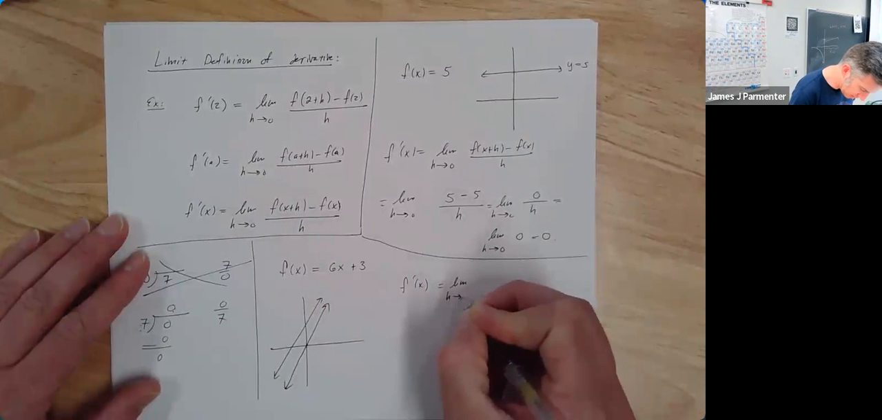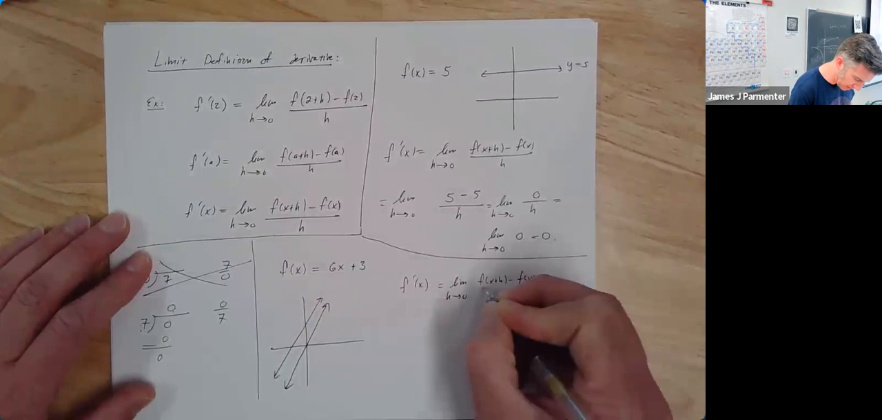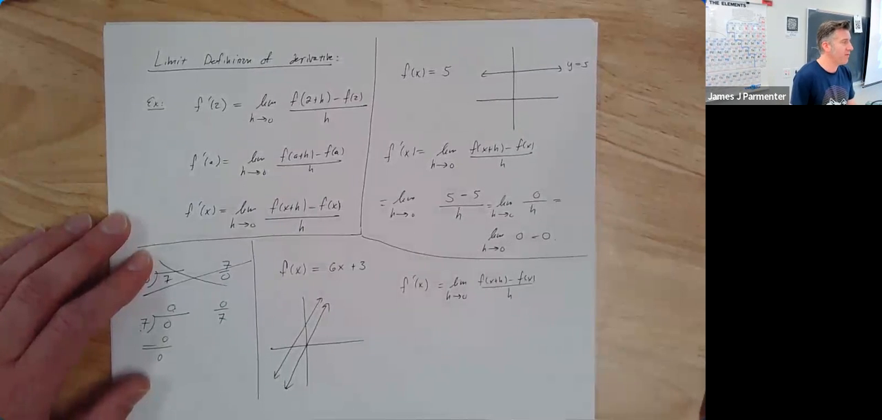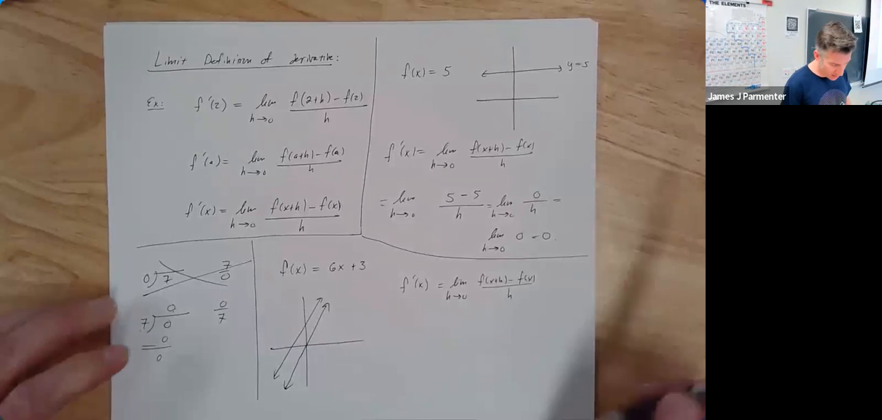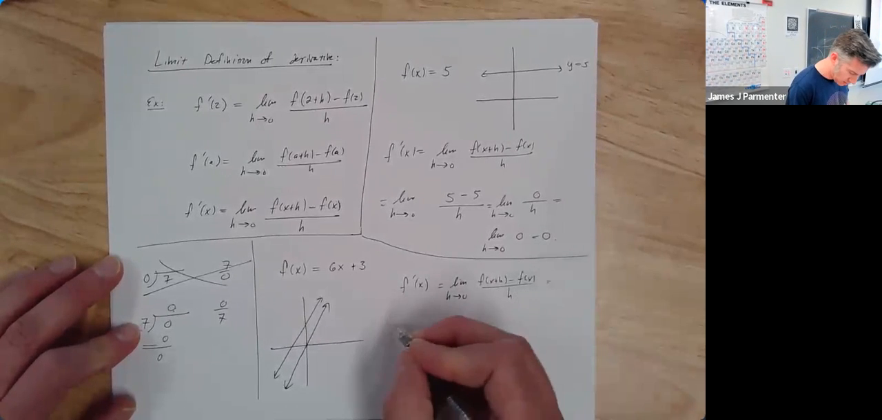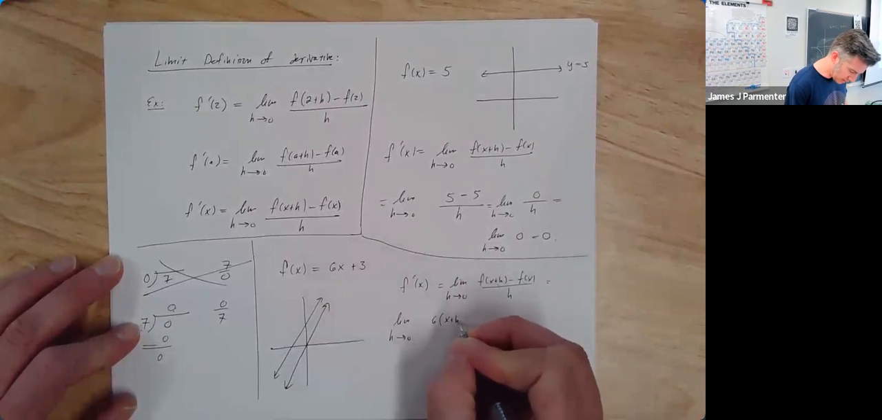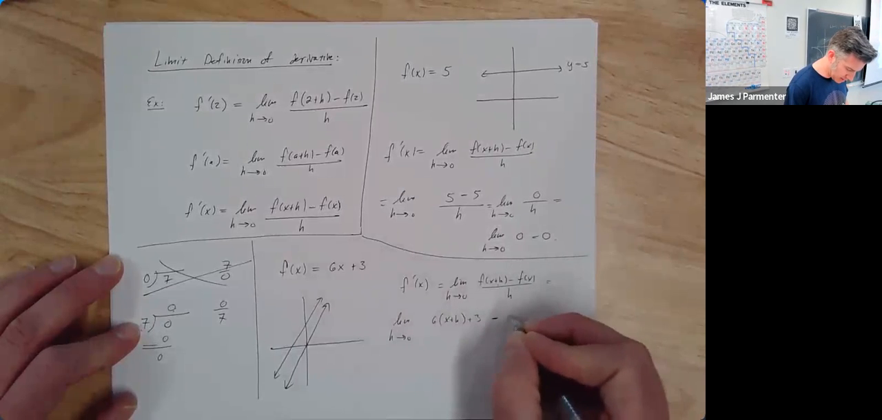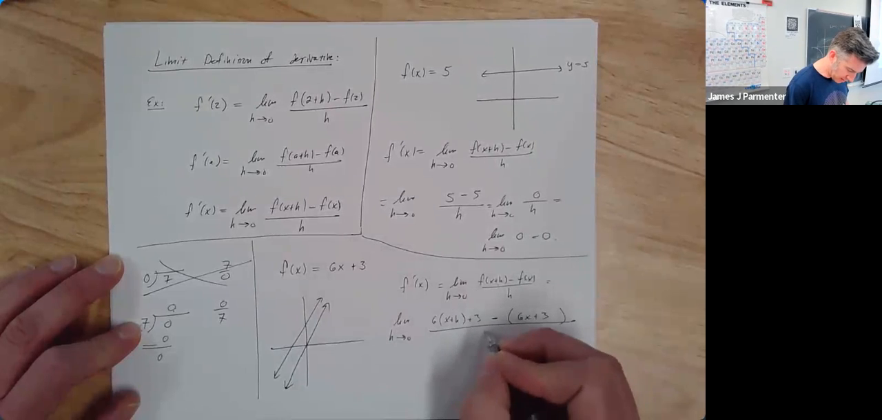So, limit as h goes to 0 of f of x plus h minus f of x all over h. I do recommend that if you have to find something using a limit definition of a derivative on the exam, like you probably will have to on your next exam, I recommend writing this out before you start plugging stuff in. I think it's good to do. So when I do this, I get the limit as h goes to 0. Let's see, f of x plus h is going to be 6 times x plus h plus 3 minus f of x, which is going to be 6x plus 3, all divided by h.